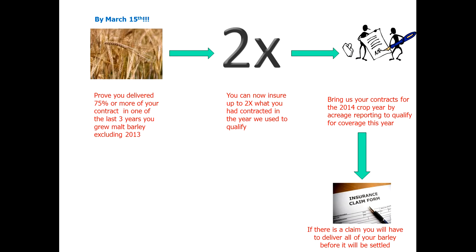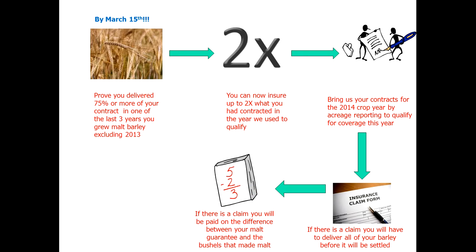If there's a claim, you'll have to deliver all your barley before it's settled, because remember, first off, they have to prove you didn't sell it for malt, even if it was rejected by your current malt contract place, and also that you didn't sell that barley for more than the base price on the feed side of the insurance. And if there's a claim, you'll be paid the difference between your malt guarantee and the bushels that actually made malt.